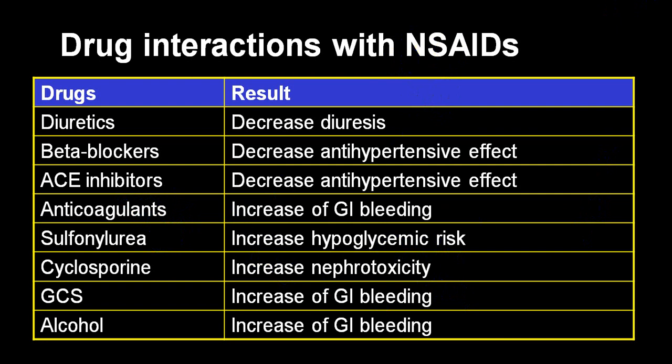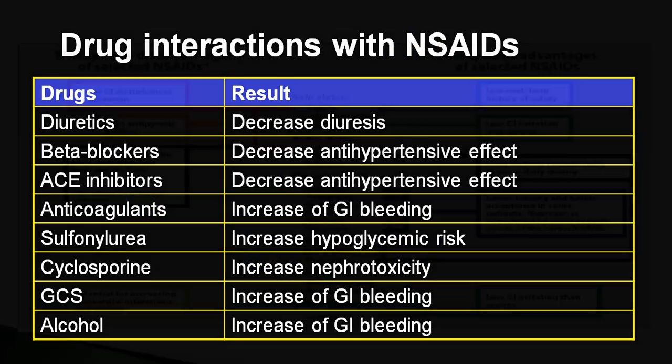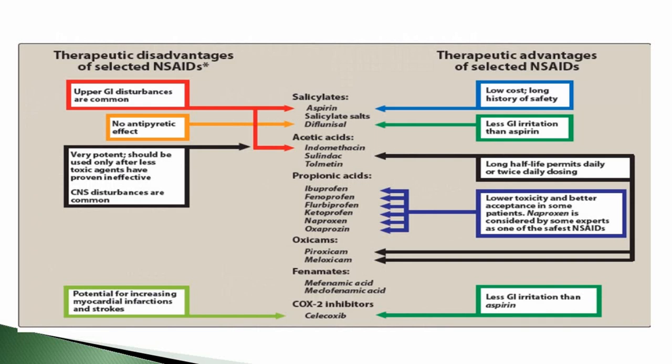Cyclosporine, alcohol can increase GI bleeding. So these are the drug interactions you should keep in mind when you are using NSAIDs. So there are therapeutic disadvantages, there are therapeutic advantages. If you are interested, you can just go through them a little bit. So I mentioned some of the drugs. There are some advantages, some disadvantages.